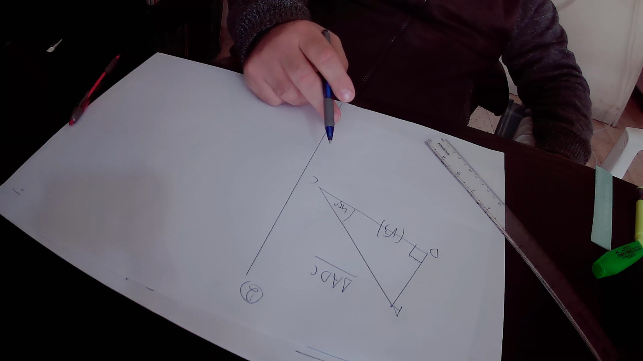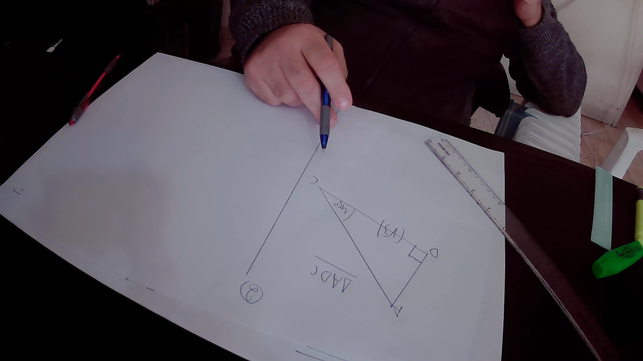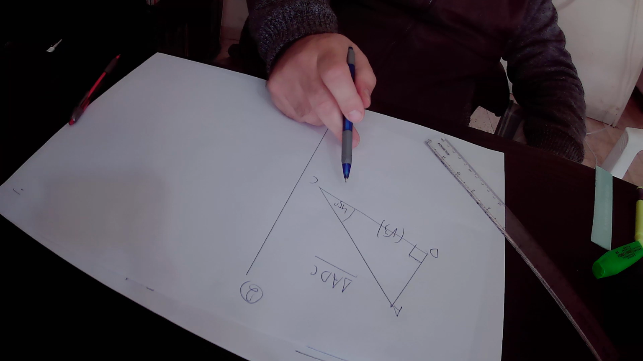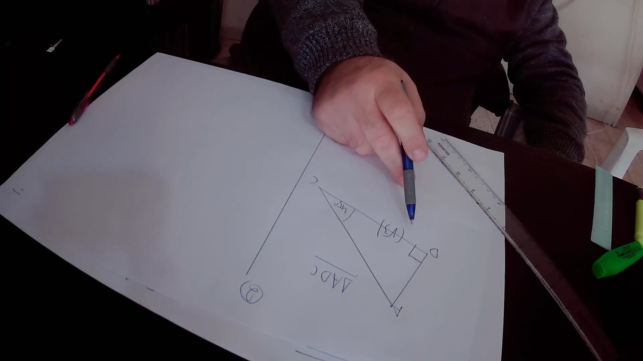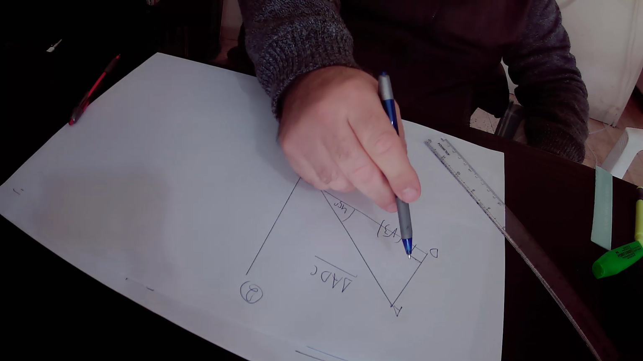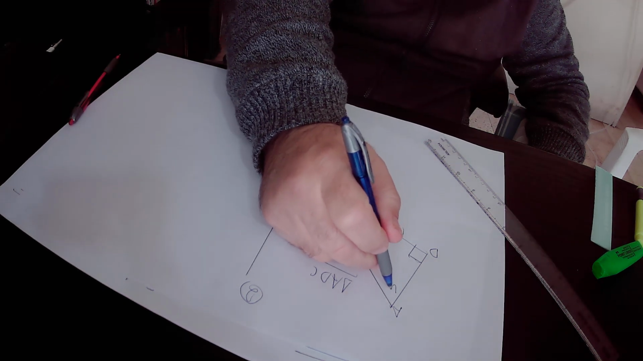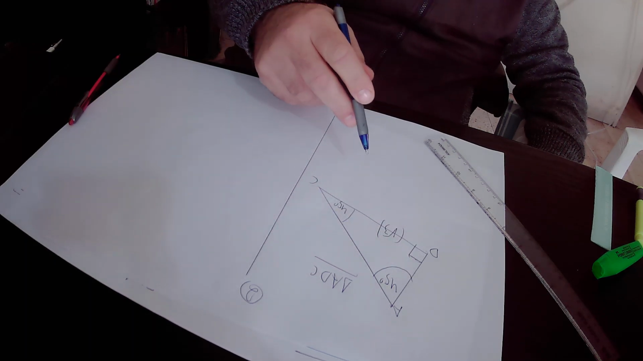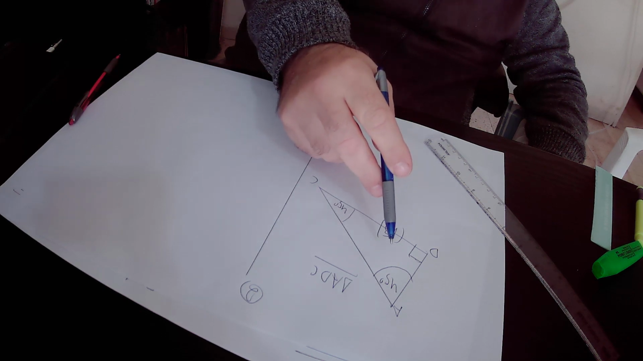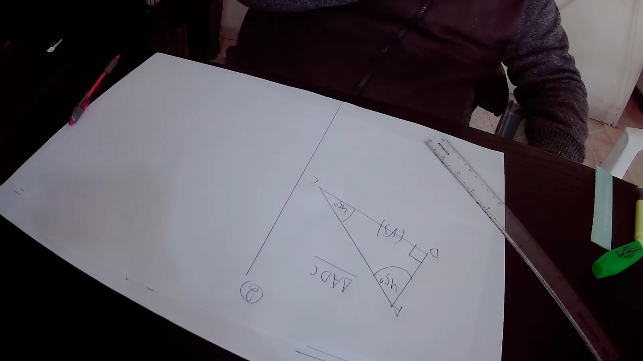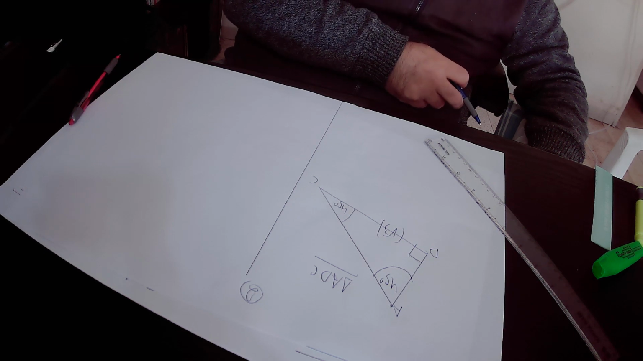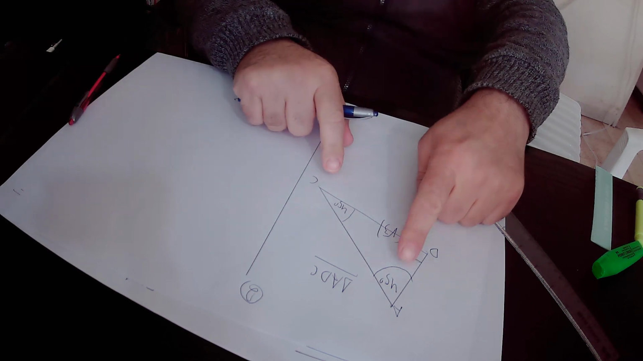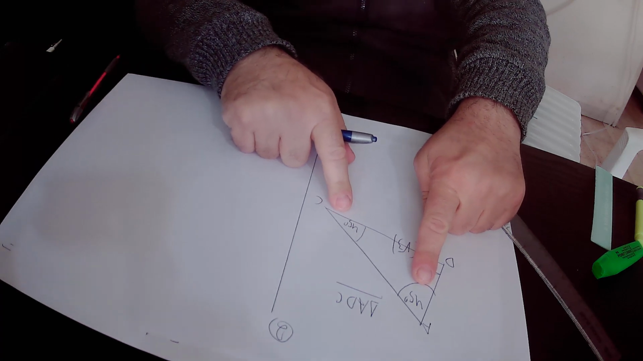So in the right triangle ADC, the sum of the angles must be equal to 180 degrees. 45 degrees plus 90 degrees is 135 degrees. Therefore, this missing angle must be equal to 45 degrees in its size, in order to complete the sum of the angles in this right triangle ADC to 180 degrees. So those two angles are equal to each other.